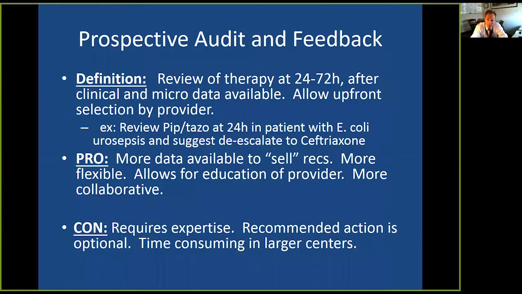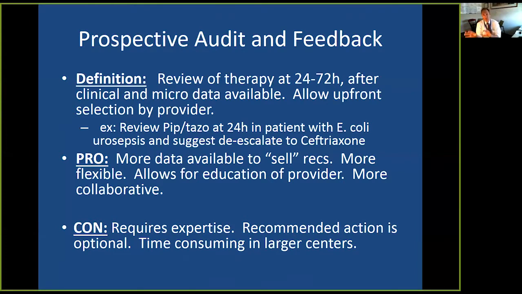All right, so then prospective audit and feedback. The definition is this: a review of therapy at 24 to 72 hours after clinical and micro data are available. Okay, so what you do with this is that you allow the clinician to make the upfront decision, and then at 24 to 48 hours, you're reviewing the case and bringing to the physician recommendations about optimizing your antibiotics.